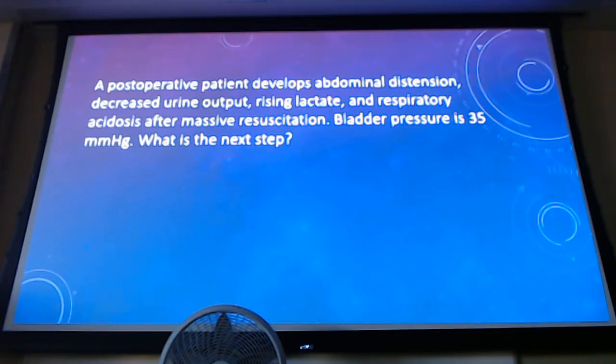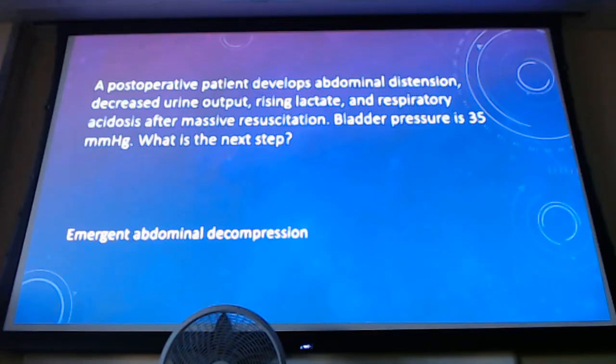Okay? What do we do for it? So if you have a compartment syndrome anywhere, what do you do? Fasciotomy. Fasciotomies. That is in terms of what? It's a decompression of that space, right? So if you have abdominal compartment syndrome, you have to do an emergent abdominal decompression. Okay? Does that make sense?